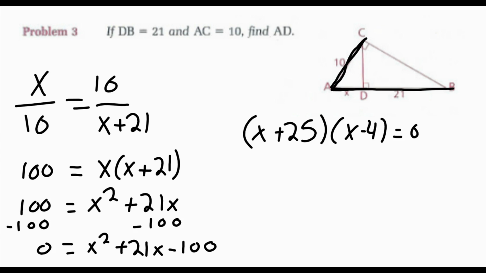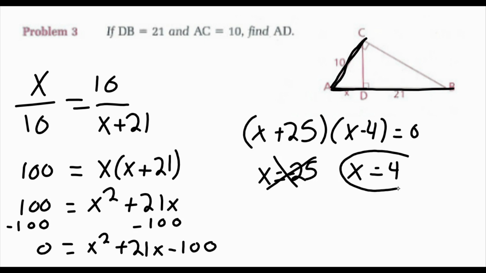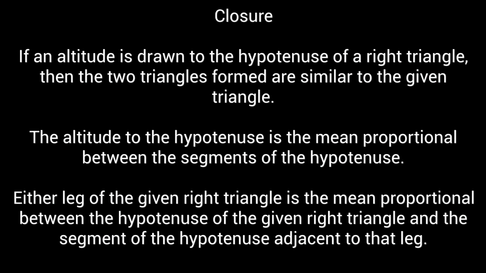Setting both these factors equal to 0, I'll get x is equal to negative 25. And then x is equal to positive 4. I'm going to throw away the negative 25 value because I can't have negative side lengths. So AD is 4.